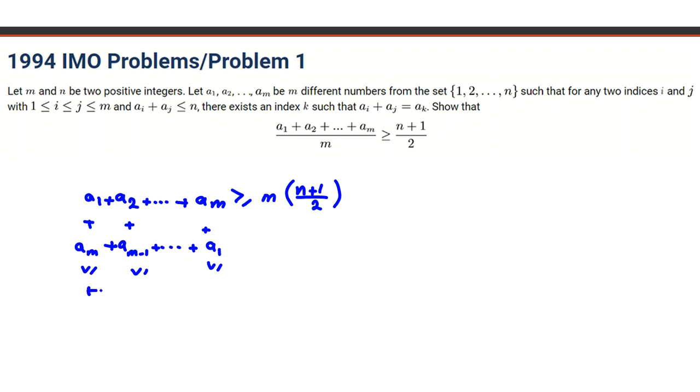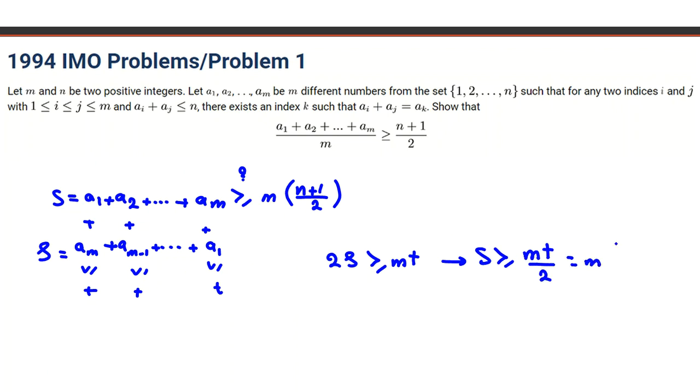Suppose, for example, we prove each of them is at least t. So it is s, it is s. Then we can prove 2s is at least mt, so s is at least mt over 2. So look, these things are not necessarily correct. We should prove around what? We understand that if t equals n plus 1 over 2, then the problem will be solved.